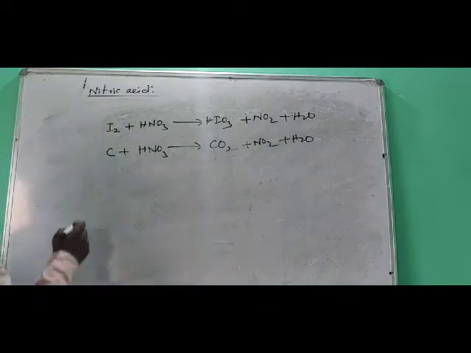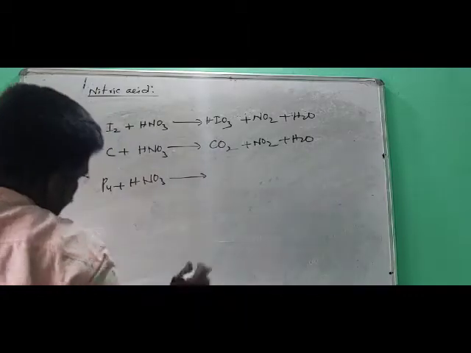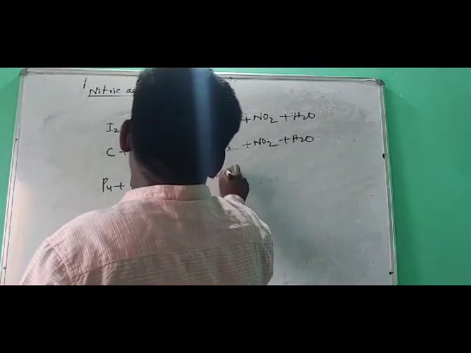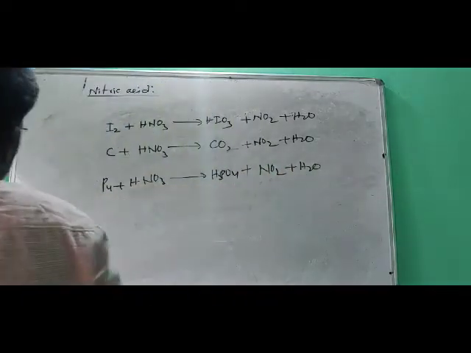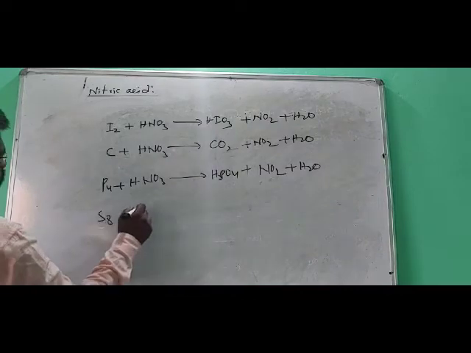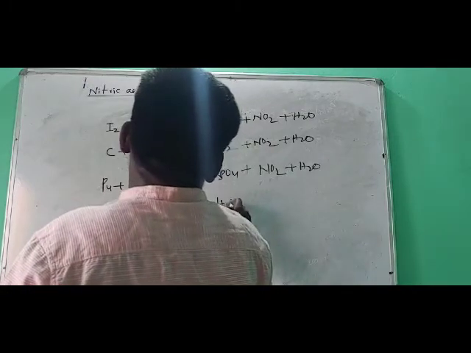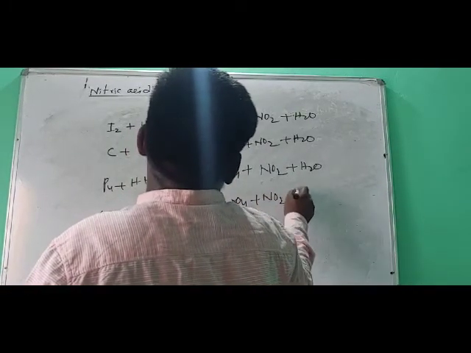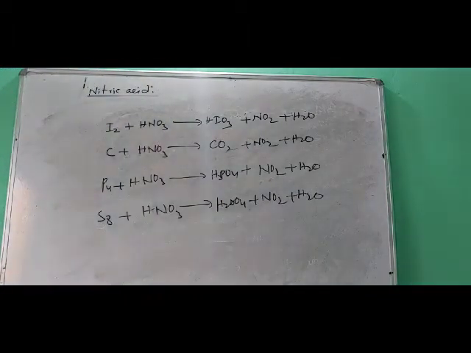And when you treat nitric acid with phosphorus, then you can get orthophosphoric acid, H3PO4, plus NO2, and H2O. And the last one, when you treat it with sulfur, then we can get sulfuric acid, H2SO4, plus NO2, and H2O. Right? So nitric acid is a strong oxidizing agent. It can oxidize metals as well as non-metals.